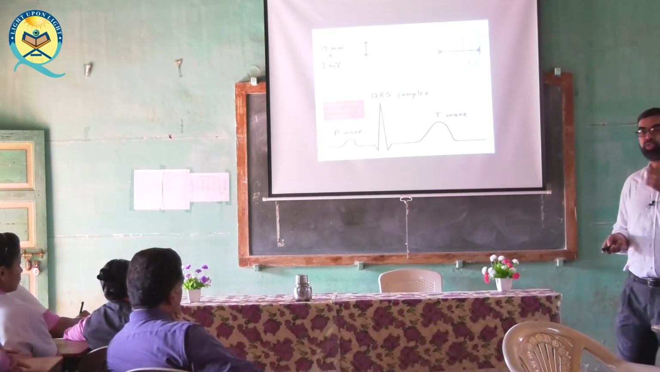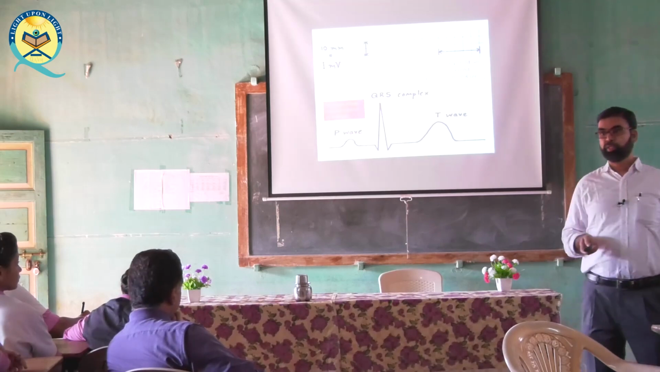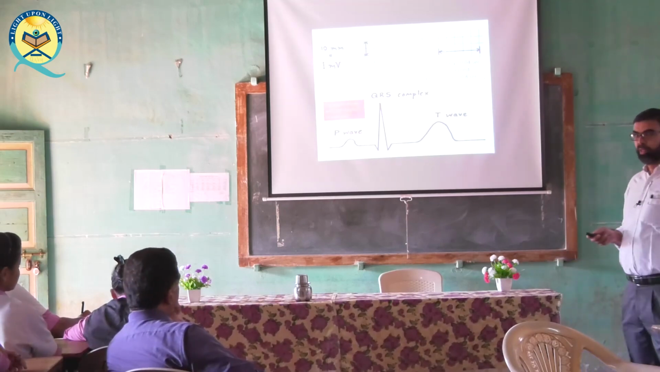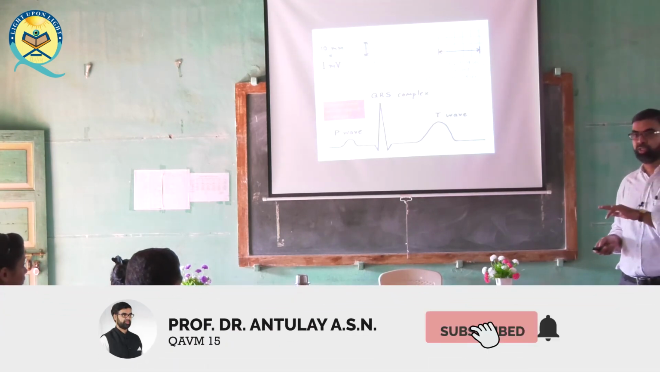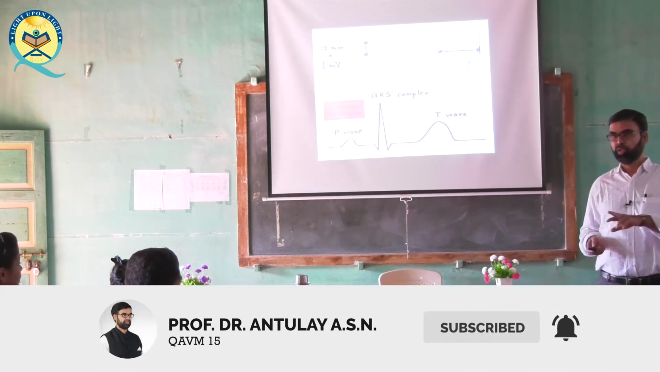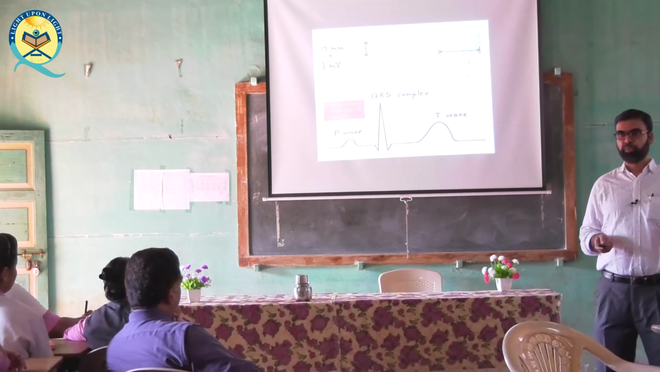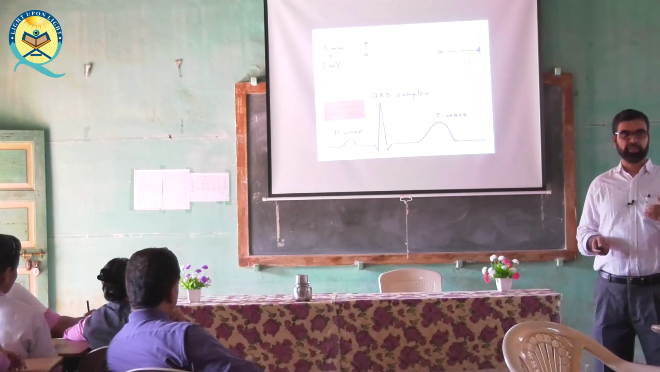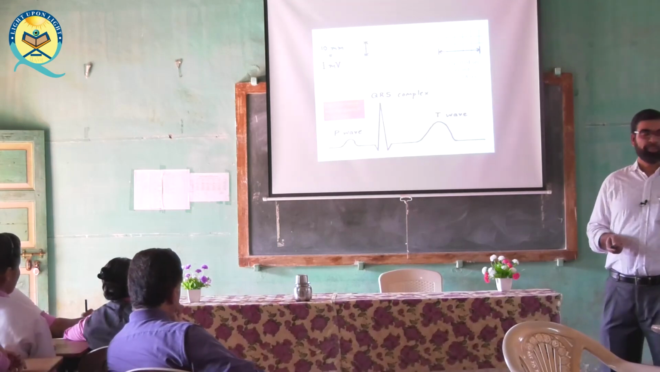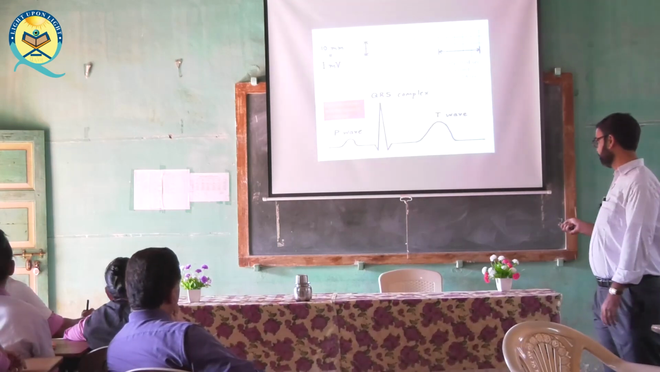ECG paper moves with a speed of 25 millimeter per second. There are two calibrations on the ECG, 25 and 50. So you can put on 50 and you can put on 25. But normally we take ECG at 25 millimeter per second speed.